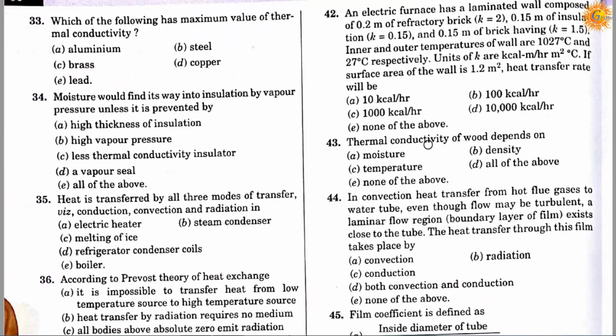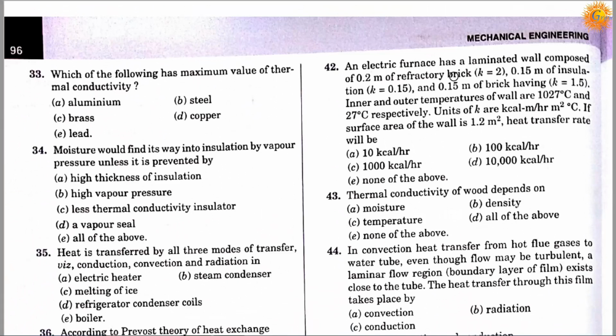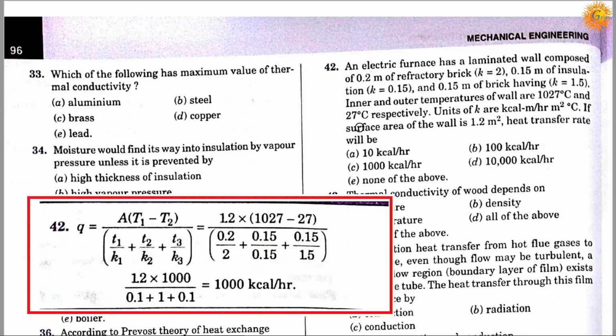Question number 42. An electric furnace has a laminated wall composed of 0.2 meter of refractory bricks and K is equal to 2, and 0.15 meter of insulation and its K is 0.15, and 1.5 meter of brick having K is equal to 1.5. Inner and outer temperature of wall are 1027 degree centigrade and 27 degree centigrade respectively. Unit of K are kilocalorie into meter per hour, meter square, degree centigrade.